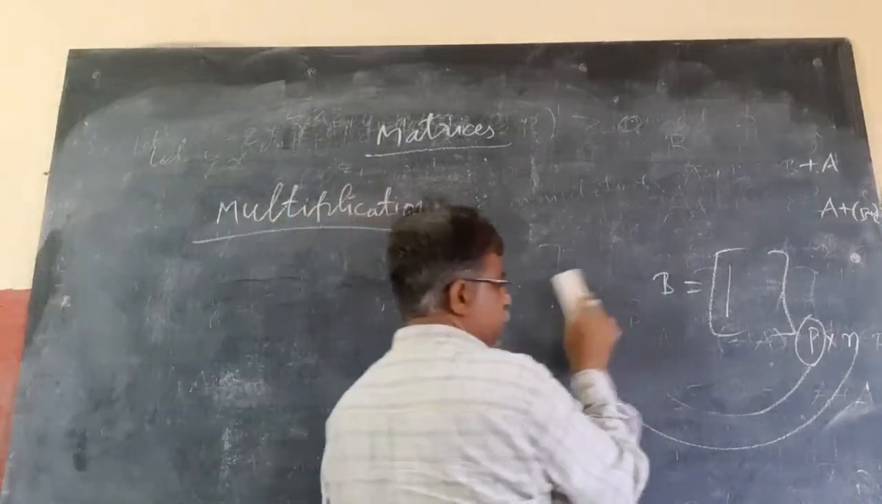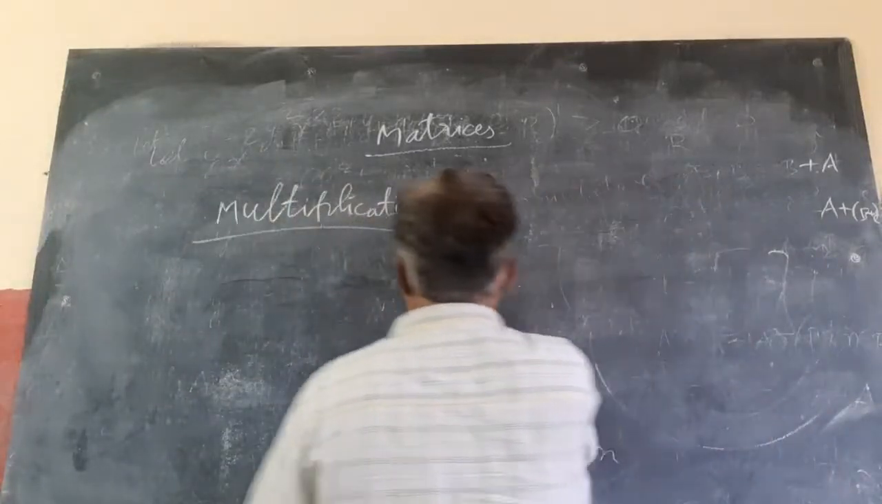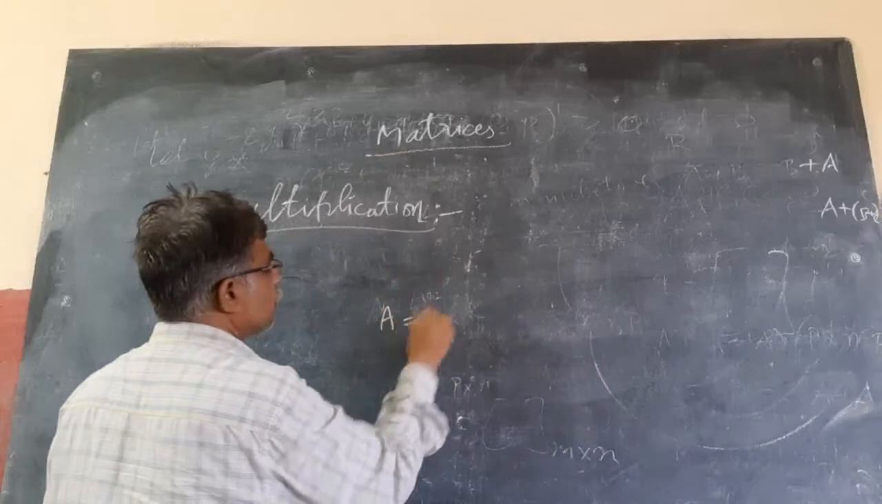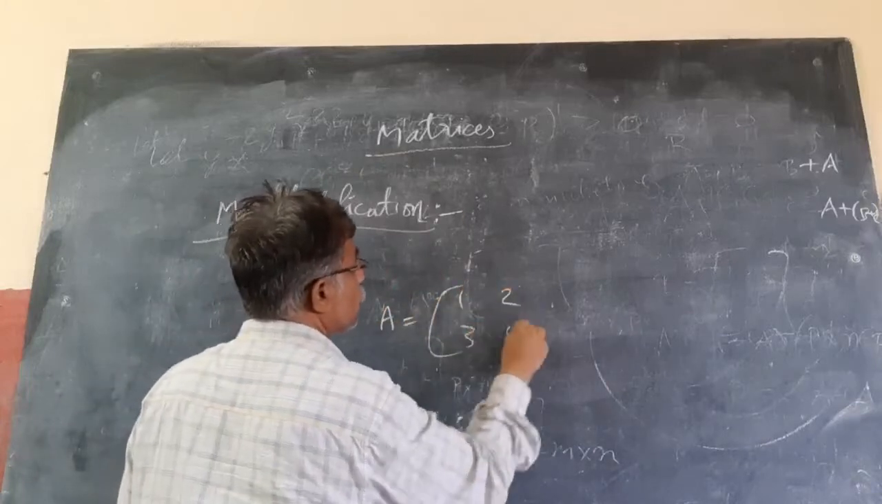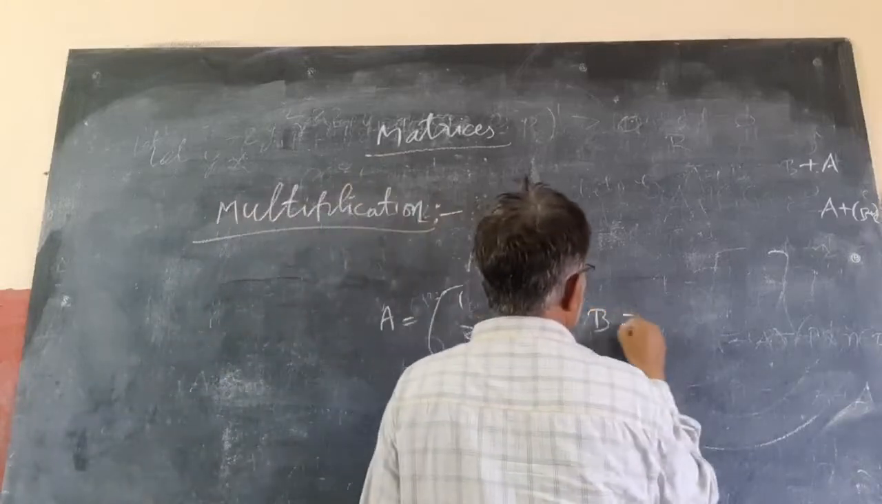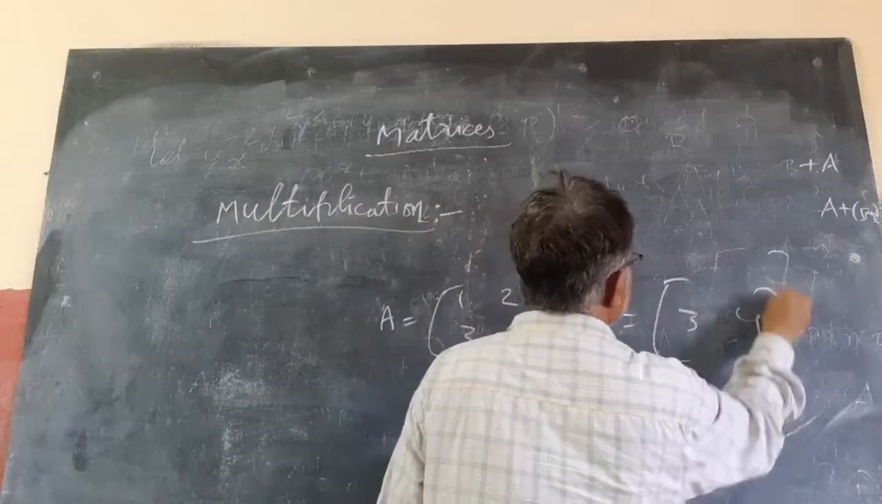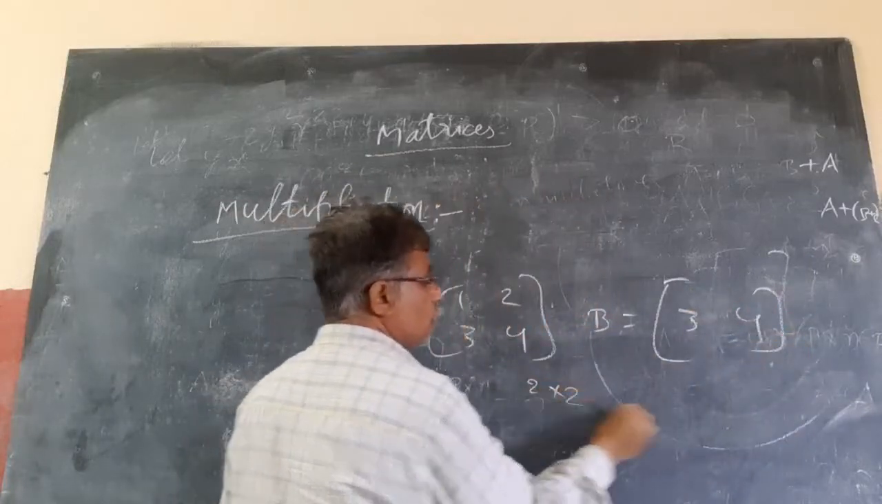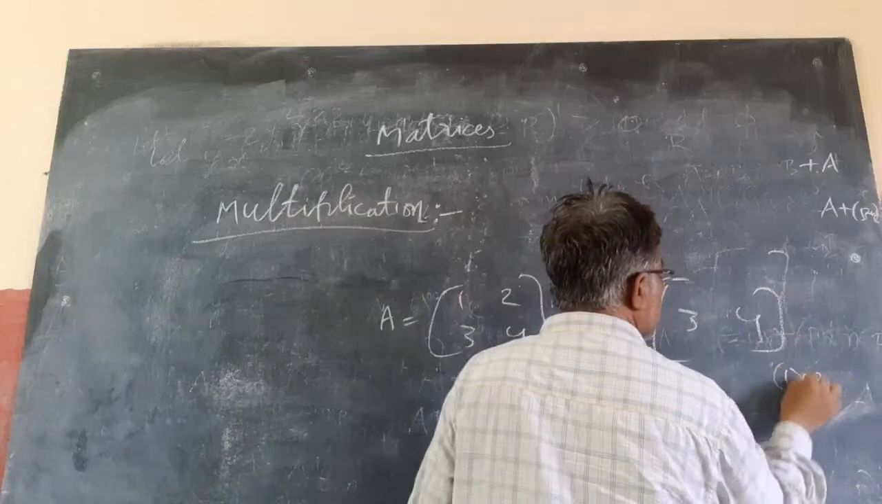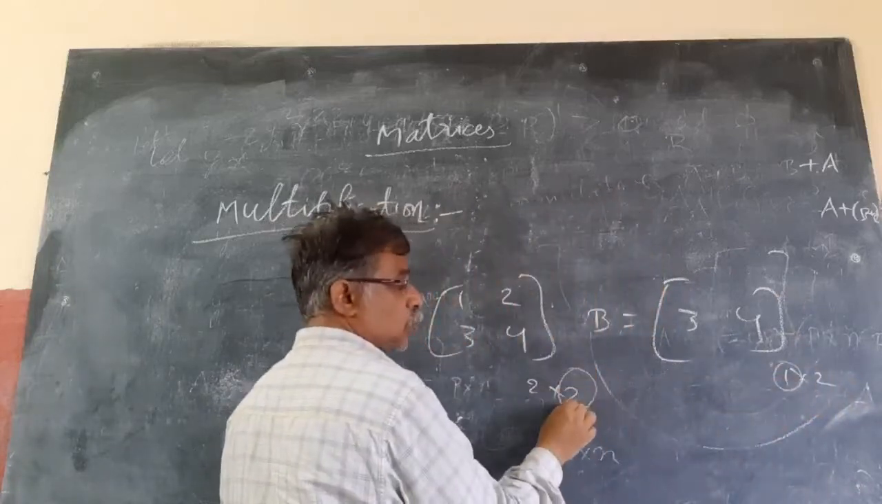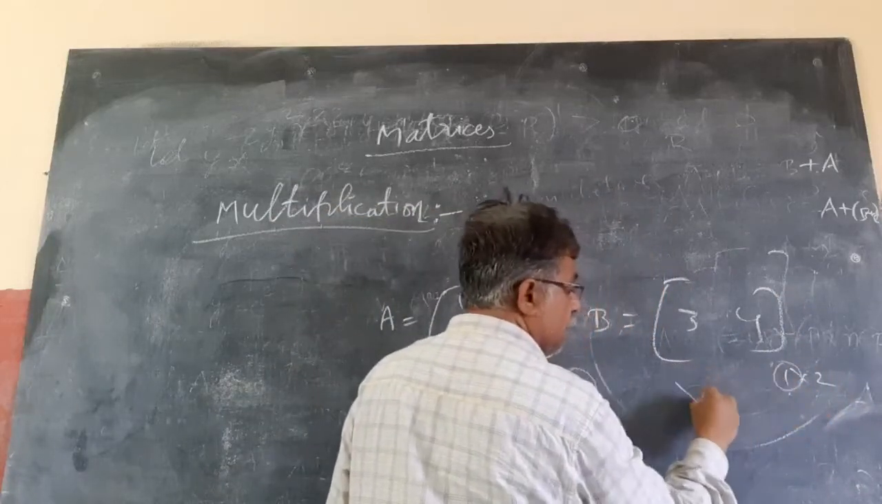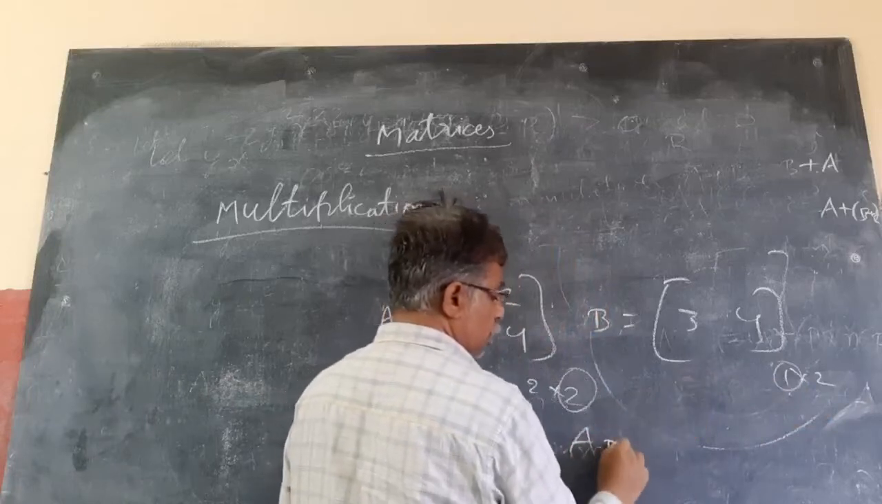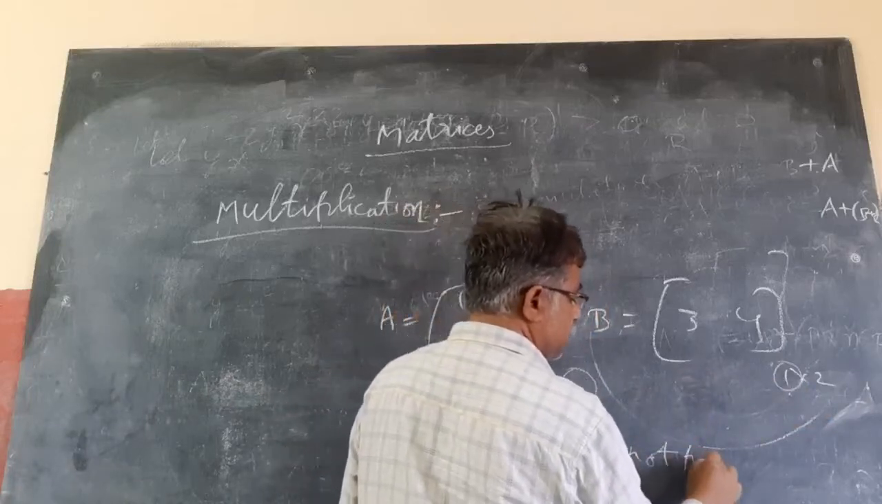So multiplication is possible only if the sizes are compatible. For example, A equal to 1, 2, 3, 4 and B is equal to 3, 4. What is the size of this? 2 by 2. What is the size of this? 1 by 2. So the column count is 2 but the row count is 1. Not equal. So AB is not possible.